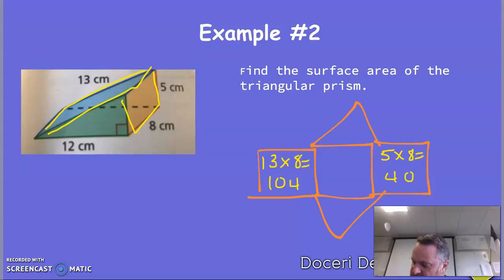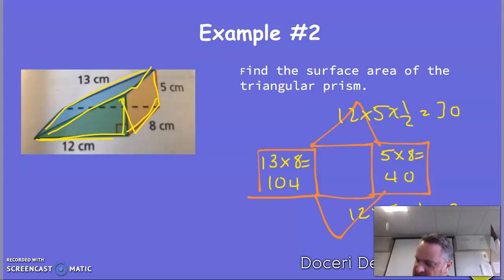Now if I look at the first triangle, it's 12 by 5 times 1/2 because it's a triangle. So 12 times 5 times 1/2 is 30. And then the same thing up here. 12 times 5 times 1/2 is 30. And then on the inside, it's going to be 12 by 8. So 12 times 8 is 96.